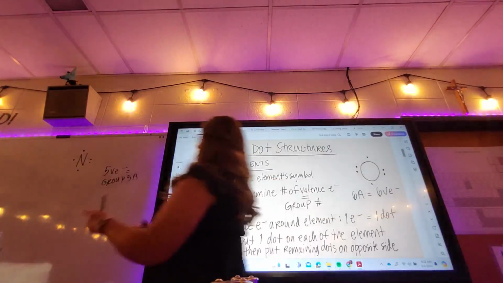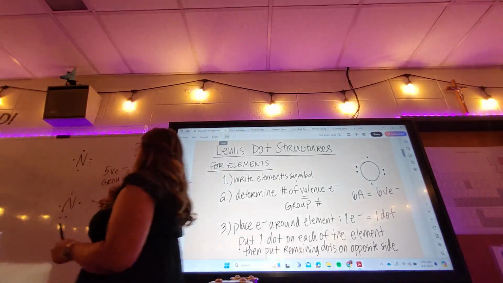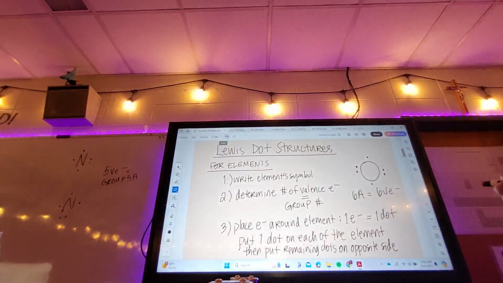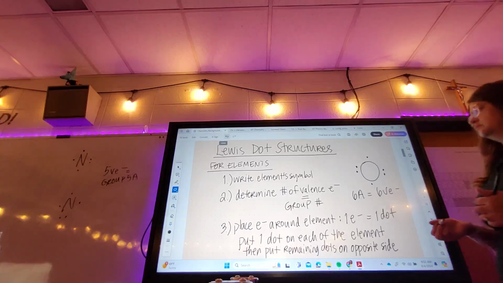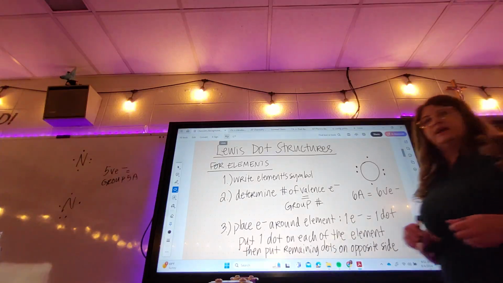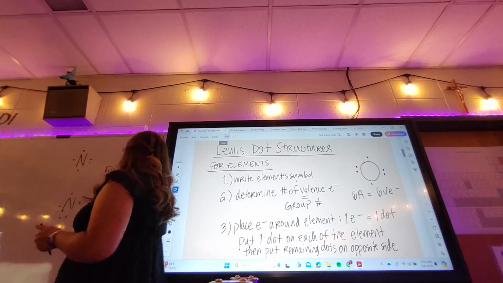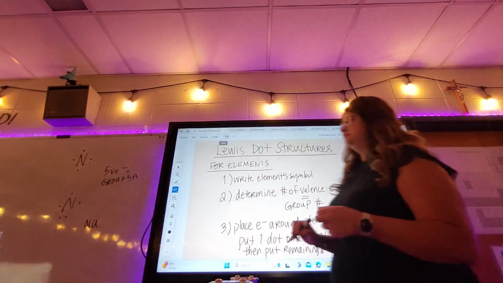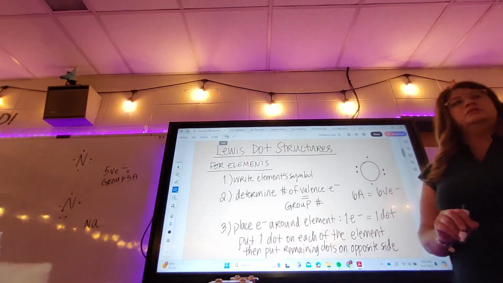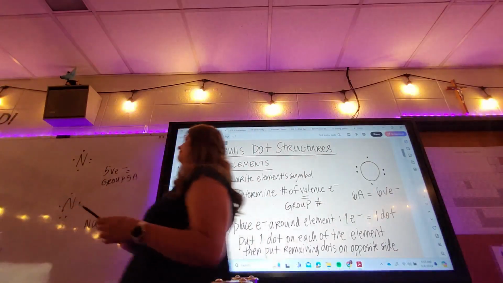So this Lewis dot structure is the same as this. The placement of the electrons is different, but they are both equally accurate. All right, draw a Lewis dot structure for sodium. How many dots should it have? Correct. That's it.